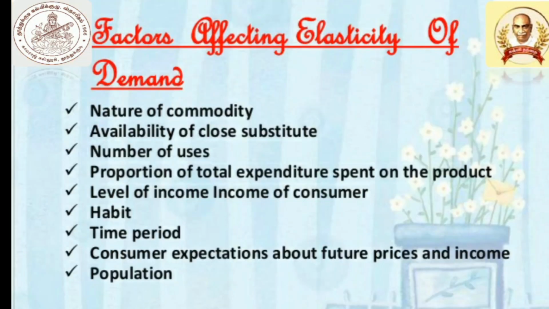Next, factors. So these are the factors affecting elasticity of demand: nature of commodity, availability of close substitutes, number of uses, proportion of total expenditure spent on the product, level of income of the consumer, habit, time period, consumer expectations about future prices and income, and the last one is population.